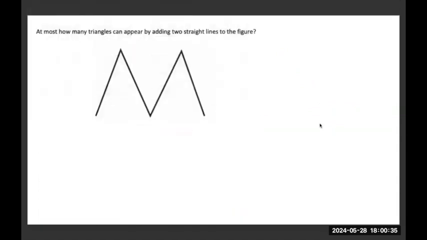Move to the next one. Here you are provided a graphic. At most means maximum how many triangles can appear by adding 2 straight lines to the figure. Now I'm interested in getting the maximum triangles, so the shape that I will insert inside is also that of a triangle and not anything else, because if I draw a straight line like this, all I will be doing is getting a few triangles. I won't be getting more triangles like this: 1, 2, 3, 4, this bigger one 5, and 6.